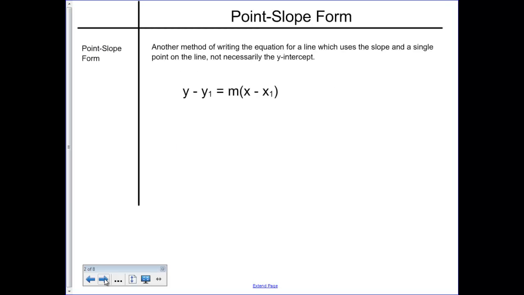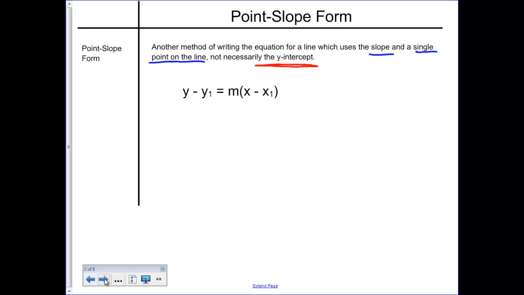First thing we'll look at is what is point slope form. It's simply another method of writing an equation for a line which uses the slope of the line and a single point on the line. One thing that you might want to notice here is it's not necessarily the y-intercept that we give you.